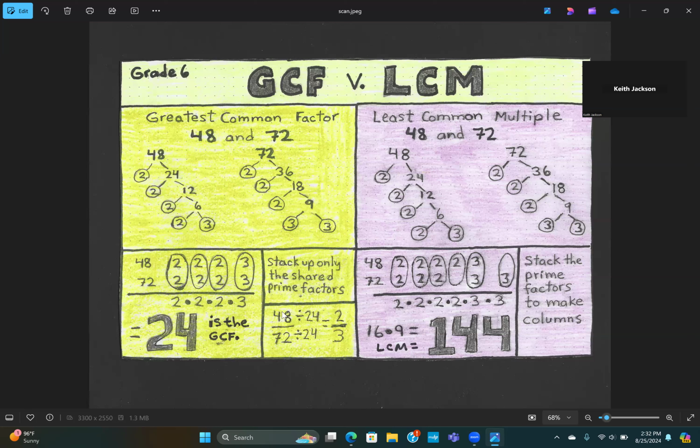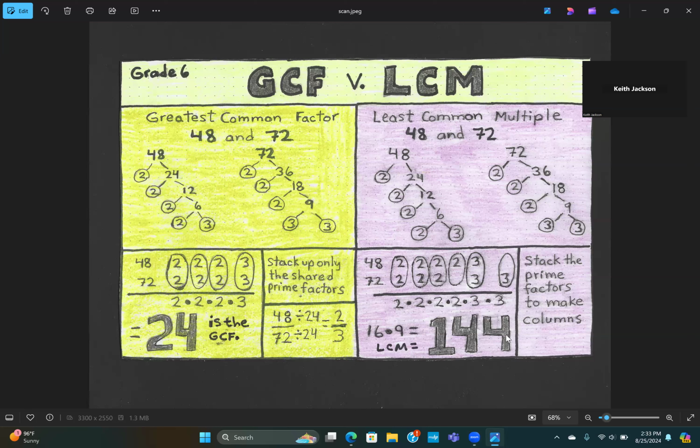And here's an interesting note. If you line these two numbers up as a fraction, let's say 48 over 72, and you divide both the numerator and the denominator by 24, you will get the simplified version of this fraction right here. So 48/72 will be equivalent to 2/3 because we use the greatest common factor of 24 to arrive at 2/3. All right, so with that in mind, let's go to the least common multiple.